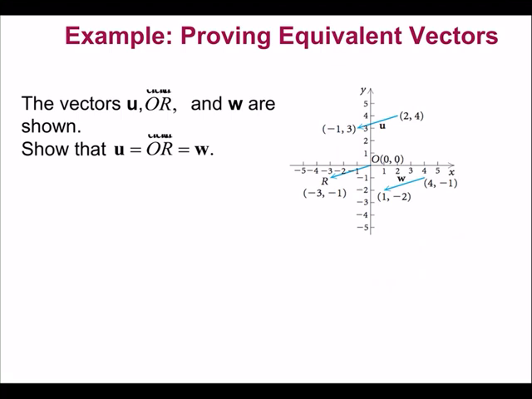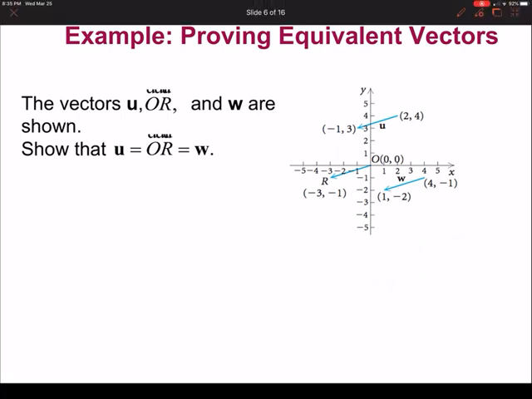So let's take an example. Say we wanted to prove these vectors equal. We've got vector U, we've got vector OR, and we've got vector W. Let's take a look at these three vectors. Now, vector OR, I'm going to go ahead and give it a name. I'll call it vector V, instead of going by the initial and terminal points. With vector U, we can see our directed line segment. Here's our initial point, and here's our terminal point, our ending point.